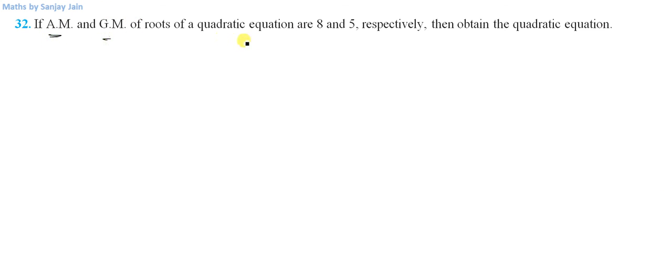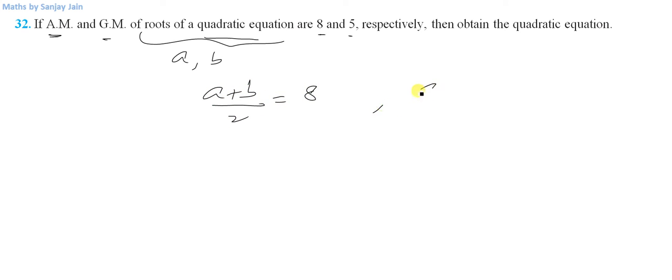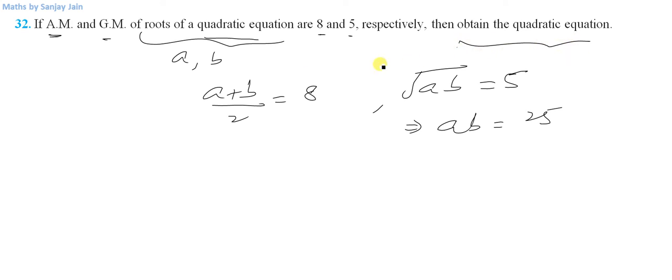If the AM and GM of the roots of a quadratic equation are given, let the roots of this quadratic equation be a and b. Their arithmetic mean is 8, so (a plus b) by 2 is 8, and their geometric mean, that is root ab, is 5. So what I can say about their product is that it is 25. Then obtain the quadratic equation. Now these are the roots a and b.